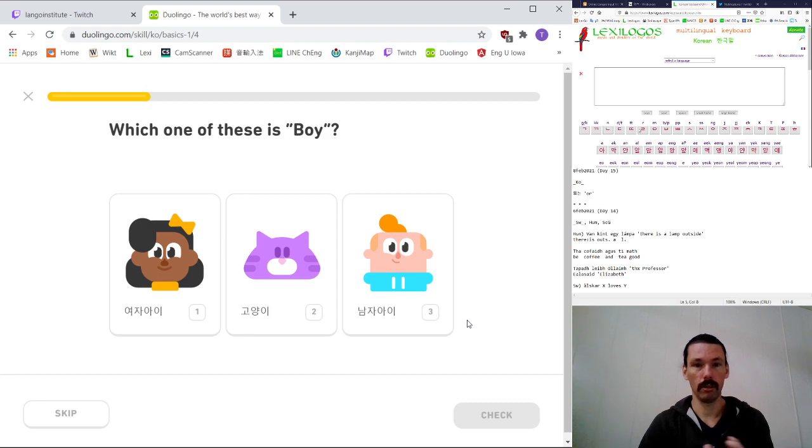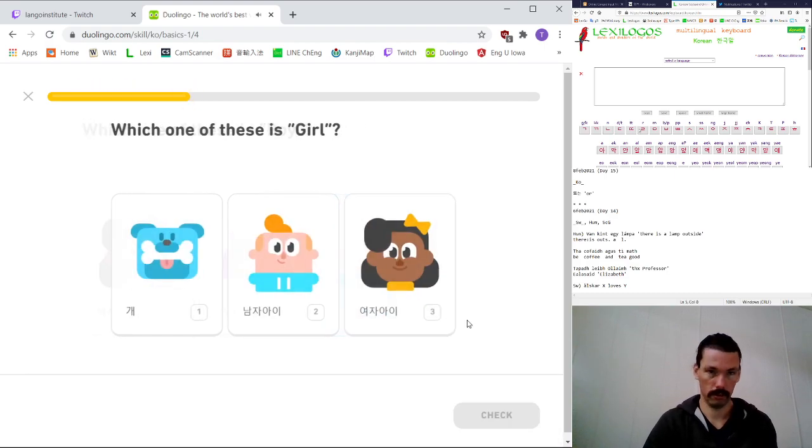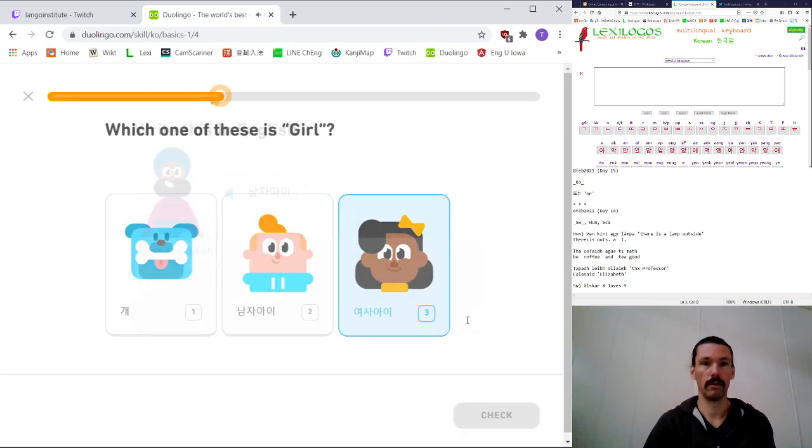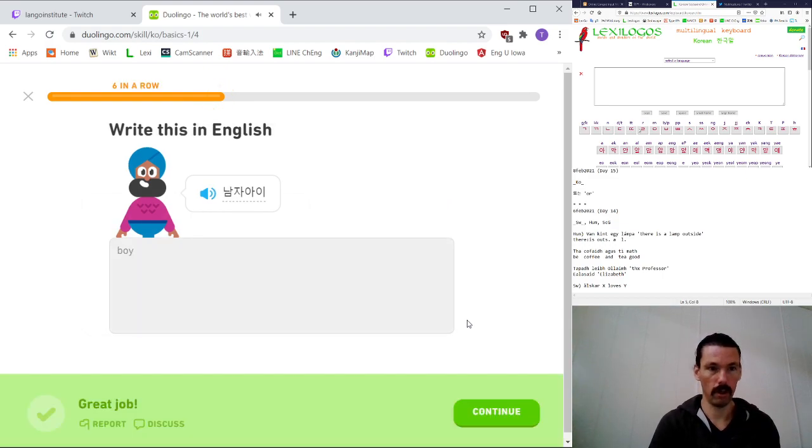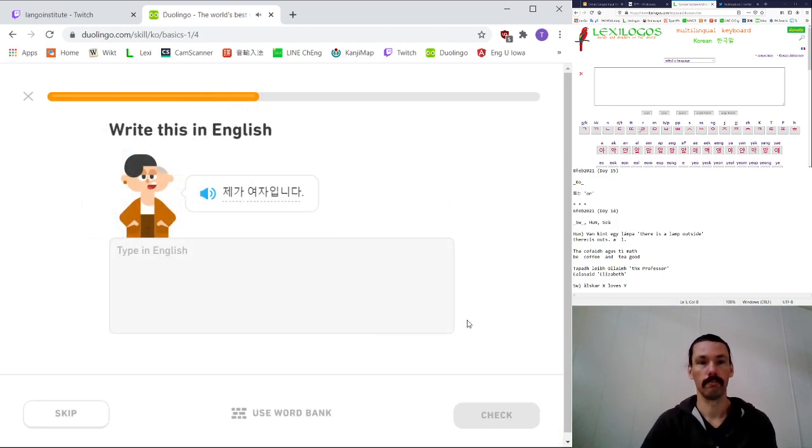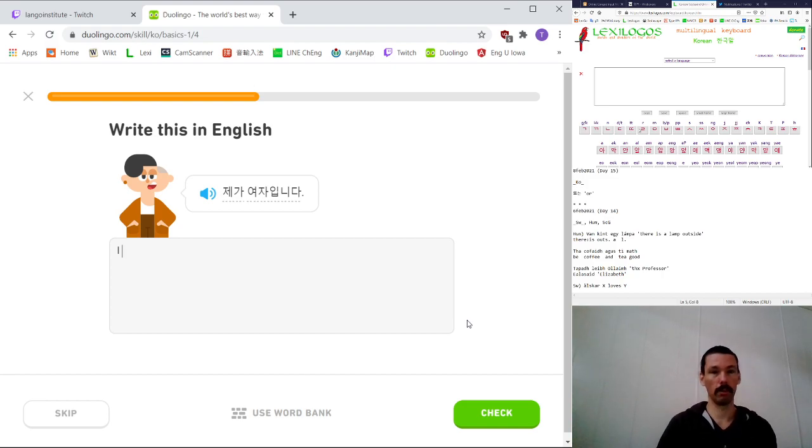남자아이, a male child. 여자아이. 남자아이, 제가 여자입니다. 제가, I, subject form, fuses with 이제 and then a ga is added. So really it's a double subject marker in that little phrase. 제가 여자입니다. I am a woman.